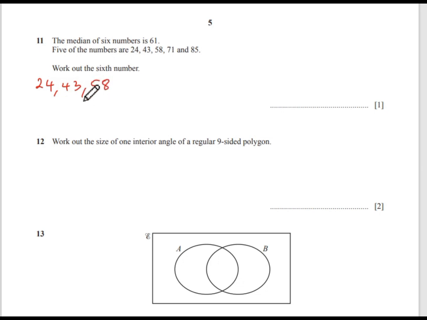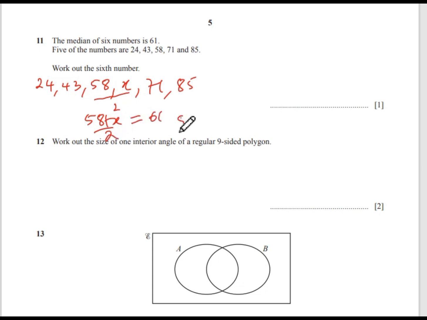the median is the middle number, and this is 1, 2, 3, 4, 5, and there are 6 numbers. So the 2 numbers in the middle are what we use to determine the median. So 58 and x, let's call this x, then 71, then 85. These 2 middle numbers are what determine the median. So 58 plus x divided by 2 gives us 61.